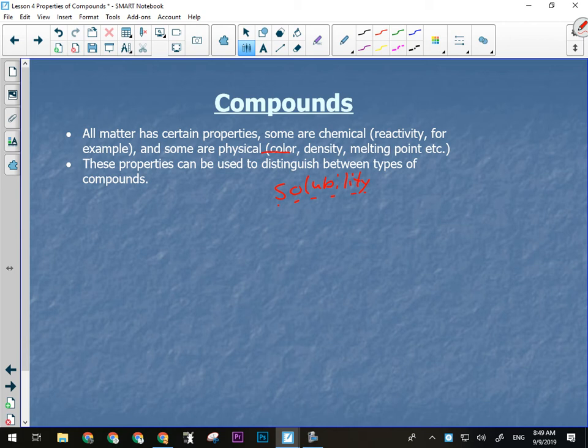Okay? All right. Other things like butter, for example. Butter is a molecular compound. Coconut oil is a molecular compound. You put those things in your hand and they start to melt. They have low melting points, whereas ionic compounds have very high melting points. Things like that. All right.